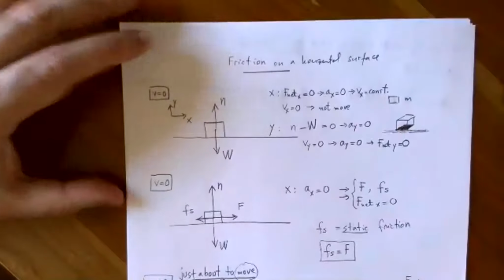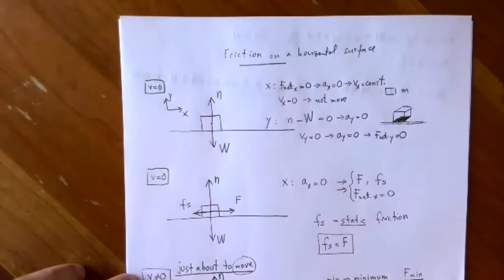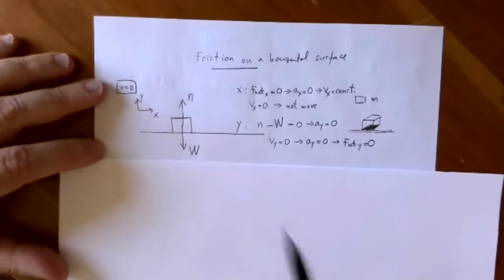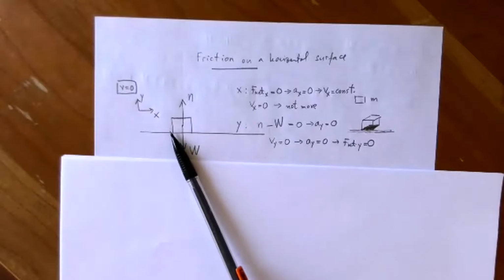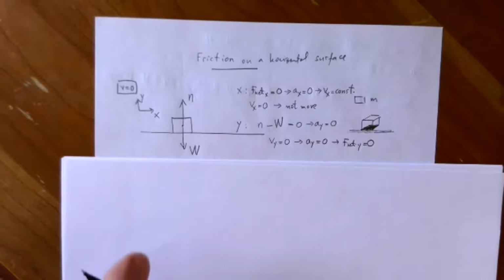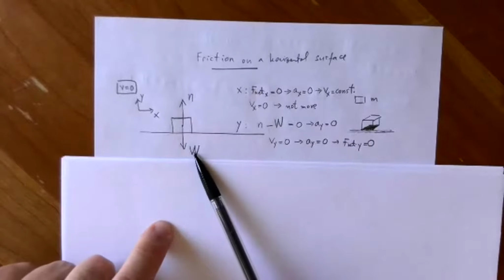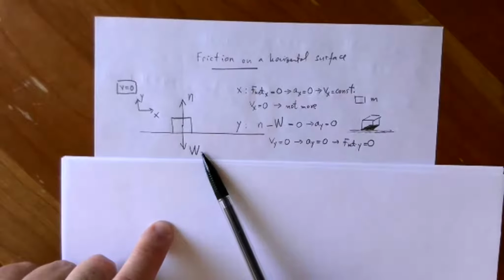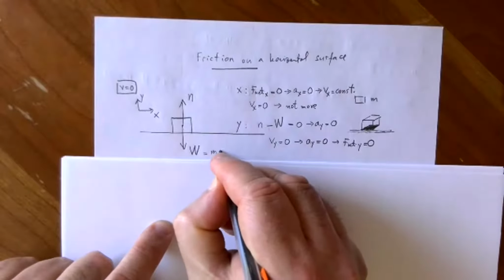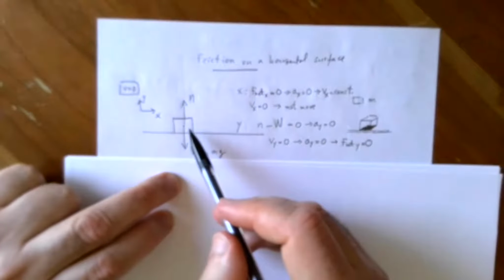I want to talk today about friction on a horizontal surface. Let's say you have an object on a horizontal surface. The mass of the object is m, which means its weight is m multiplied by g, g being the acceleration of gravity. And we have the normal force.